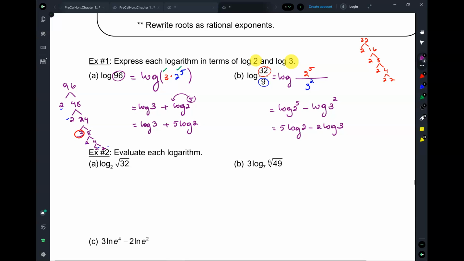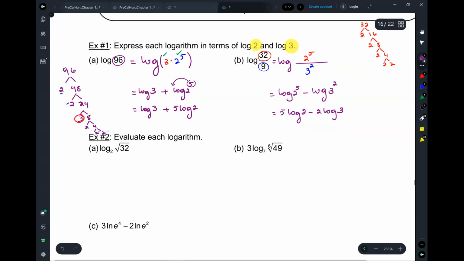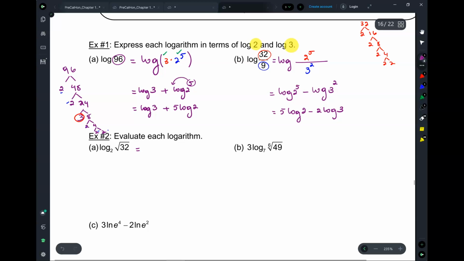Okay. So with these, we've done a lot of these, but we're going to do some more. Okay, so you have log base 2, root 32. What do I do with the roots always? Well, I can rewrite it. I square it if it's in an equation, if it's equal to something else, right? This one is just an expression, so I'm going to rewrite it like this. Log base 2, 32 to the half.